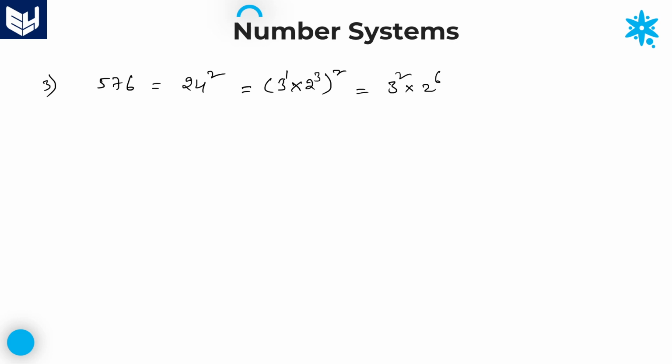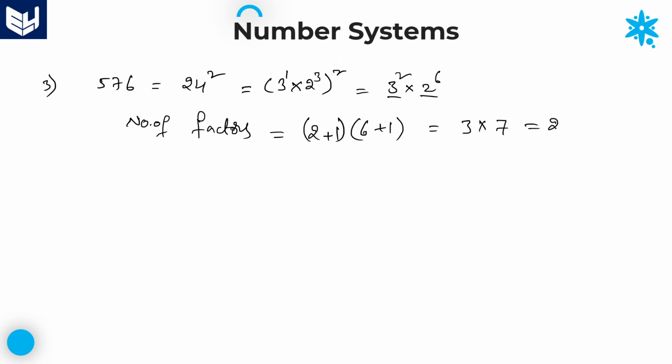So this value becomes double, this value becomes double. 3 power 2 into 2 power 6. Now, the base values are prime numbers. Now, you can calculate the number of factors. Number of factors is nothing but adding 1 to the powers. Here the power value is 2, 2 plus 1. And next the power value is 6, 6 plus 1. 2 plus 1 is 3, 6 plus 1 is 7. 3 into 7, 21. 21 factors.